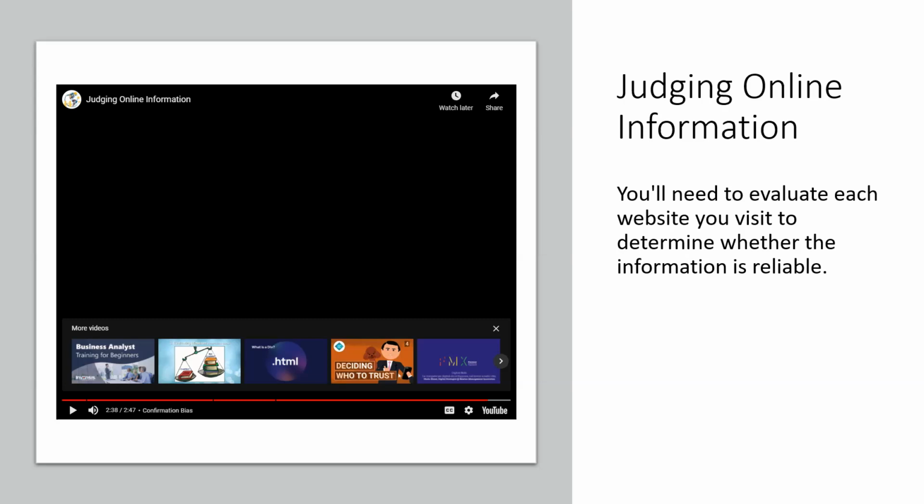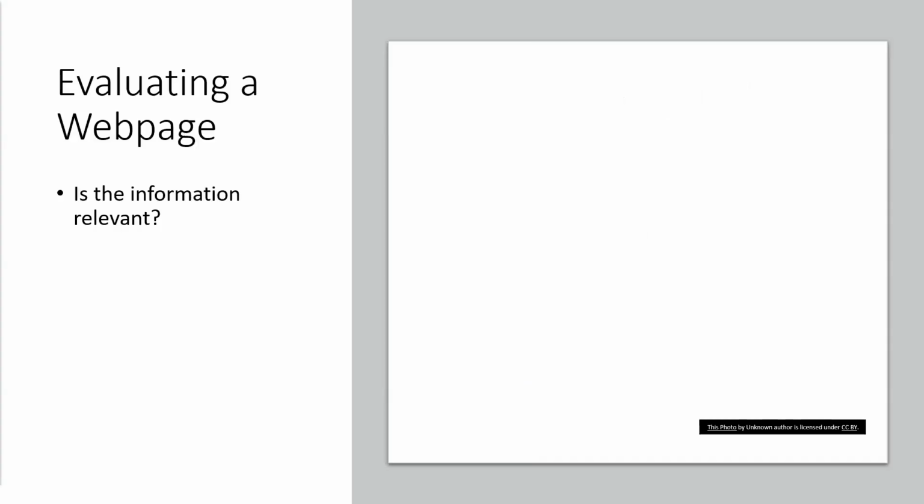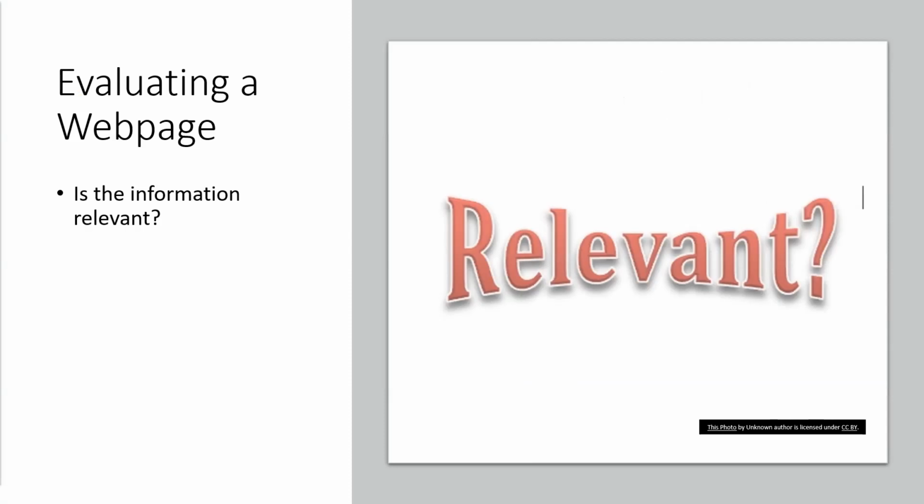And of course, we're going to talk about confirmation bias and seeking multiple sources more throughout this presentation. Let's talk specifically about evaluating a web page. Generally, there are a series of questions you want to ask yourself. The first one, of course, is: is the information even relevant? Does the information relate to your topic or answer your question?